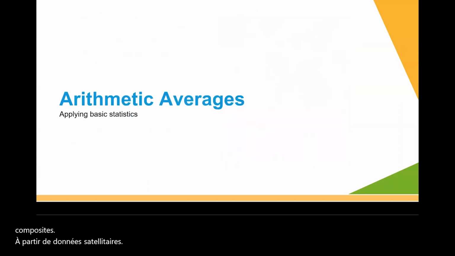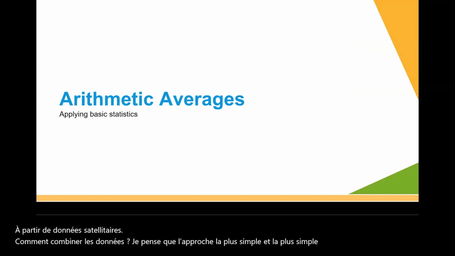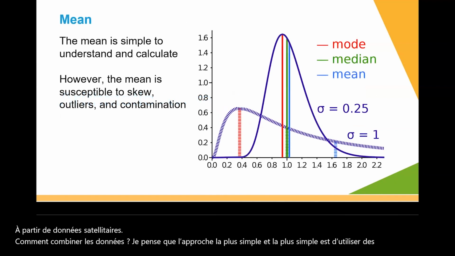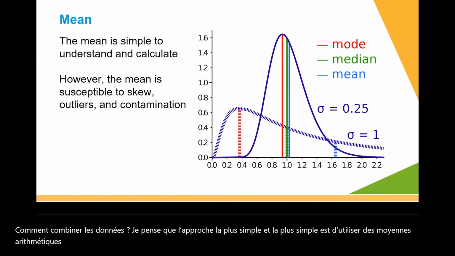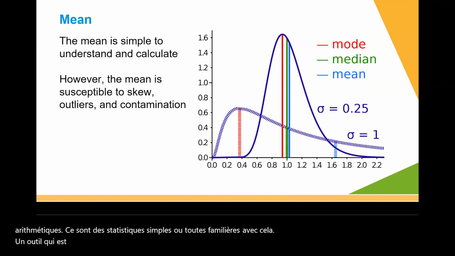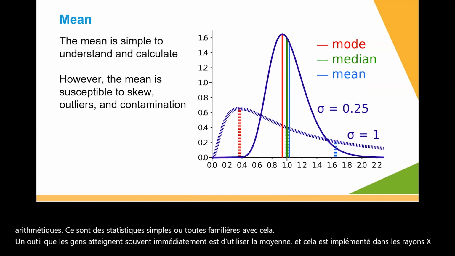So how do we combine the data? I think the simplest and most straightforward approach is using arithmetic averages. These are the simple statistics we're all familiar with. One tool that people often immediately reach for is the mean. And this is implemented in Xarray. You can use it as a function in Xarray.